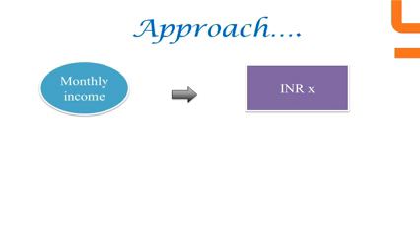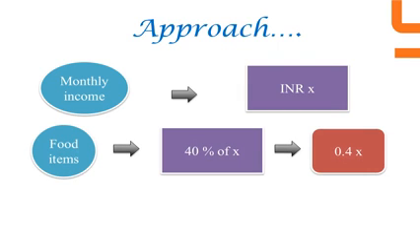Now, we have to see the question. It is given that he spends 40% of his monthly income on food items. That is, if the monthly income is X, then the amount spent on food items is 40% of X. That is 40 divided by 100 into X, which is equal to 0.4X.